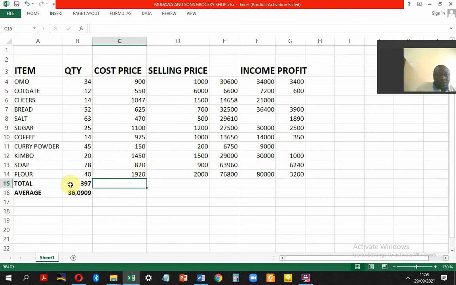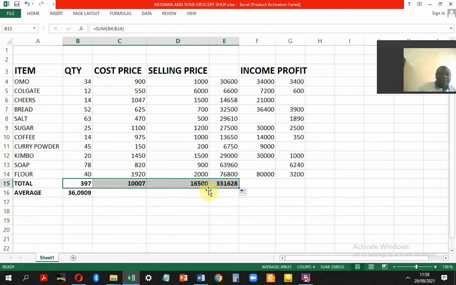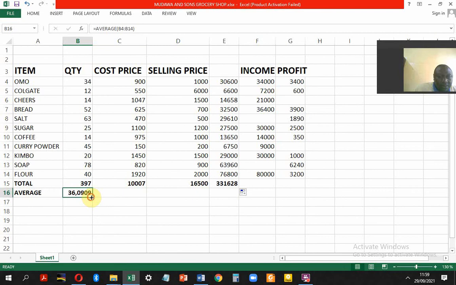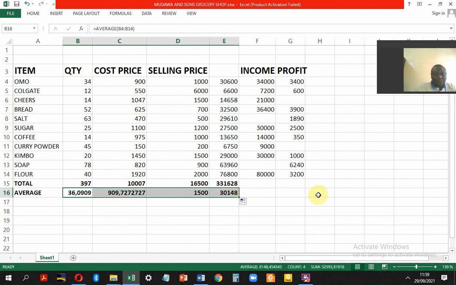You can as well just highlight here. Sorry, here we just drag it. Just drag there. You can see it calculates automatically. So even the same story here, you can just drag it up and down here. You can see. All right.